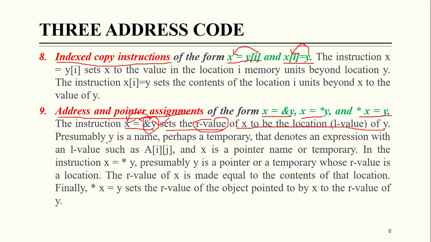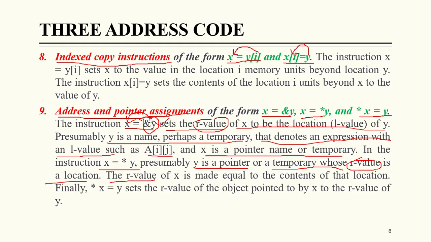Here y is a name, perhaps temporary, that denotes an expression with an L value, that is a location value, such as a of i comma j, and x is a pointer name or temporary. In the instruction x equal to asterisk y, y is a pointer or temporary whose r value is a location. So the r value of x is made equal to the content of that location. Finally, asterisk x equal to y sets the read value of the object pointed to by x to the read value of y. That is, the value of y is assigned to the location x points to.